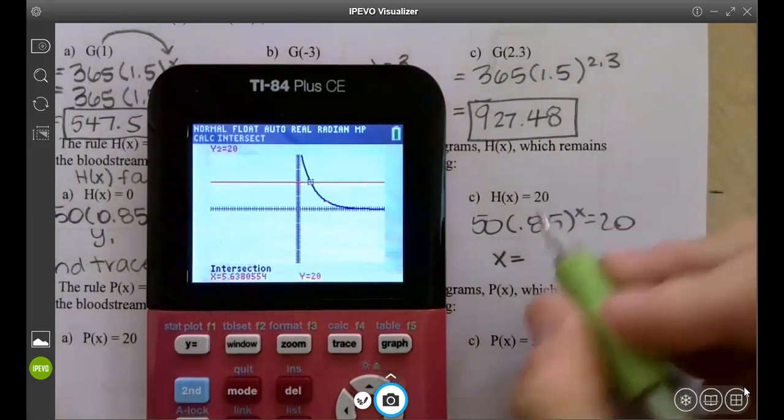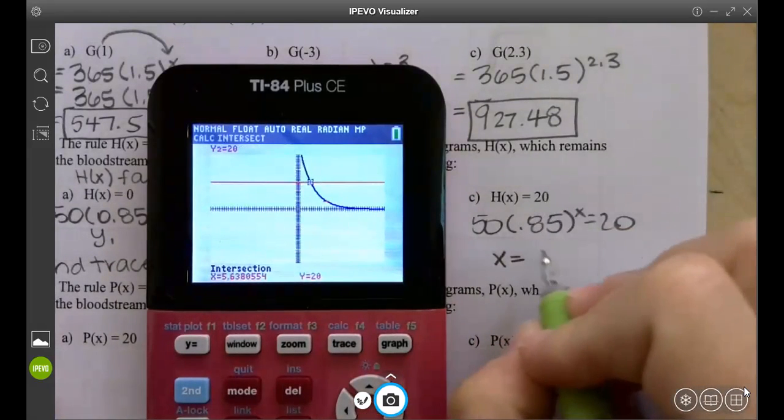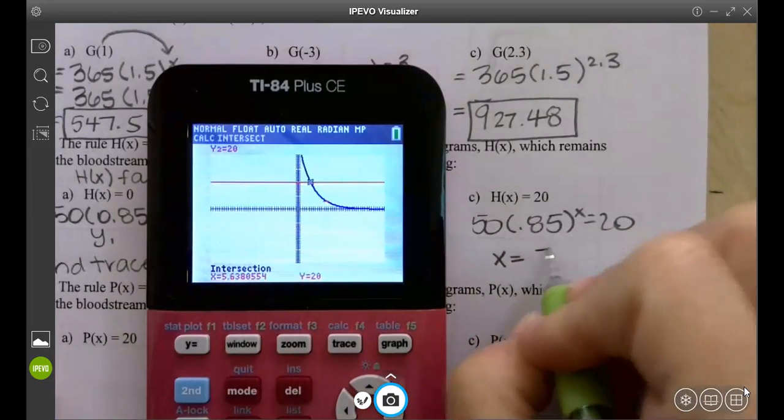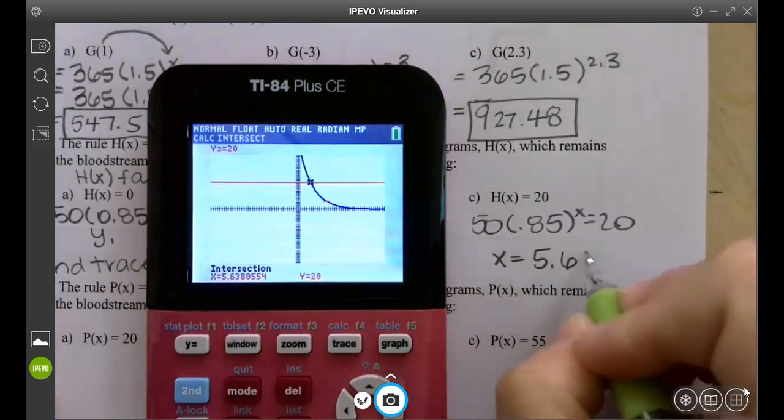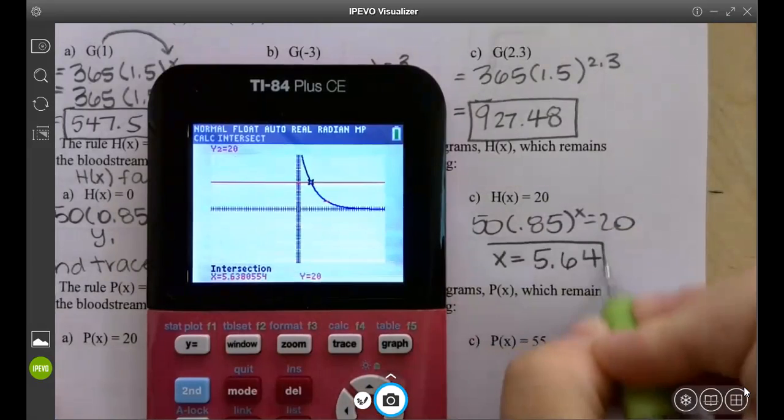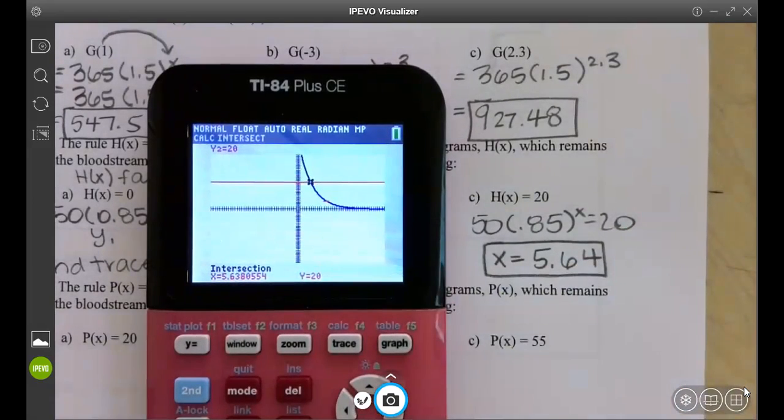What did we get for x? Zoomers, they can't see it. What do you get for x? 5.63, or would you round it? Or 5.64? Either is perfectly fine. I don't really stress about rounding, so you guys are fine either way. So 5.64 is the correct rounding. If you gave me 5.6 or 5.3, it'd be fine. I don't stress out. All right.